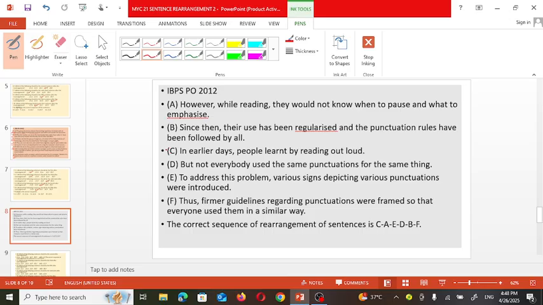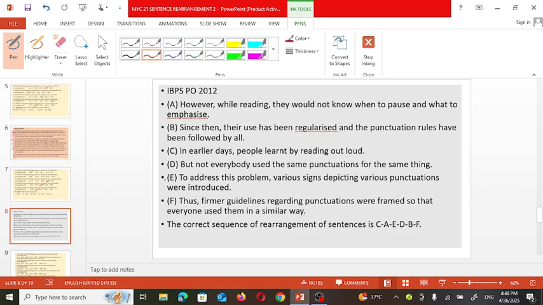So I think that can be the first, but let's see the remaining sentences. But not everybody uses the same punctuation for the same thing. To address this problem, various signs depicting various punctuations were introduced. Thus, firmer guidelines regarding punctuation were framed so that everyone used them in a similar way.